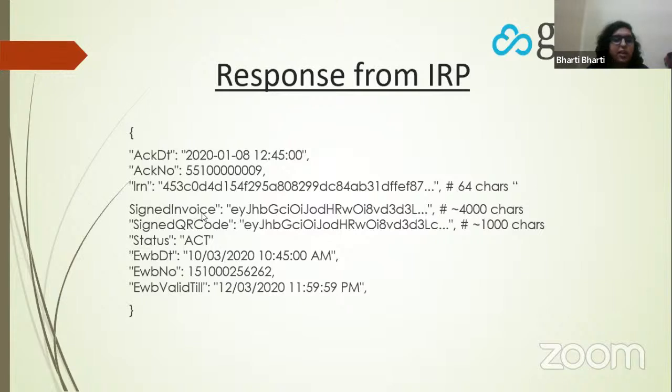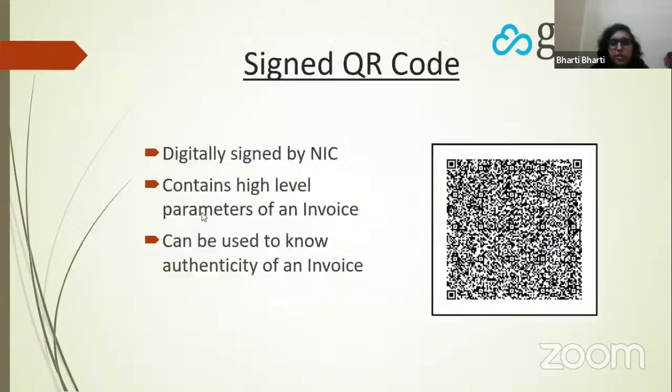This is an example of the response. Acknowledgement date is the date and the time at which the e-invoice is generated, and an acknowledgement number is given, then the IRN, a unique alphanumeric number to identify the e-invoice, the signed e-invoice, the signed QR code, and if the e-way bill is generated, the e-way bill details.